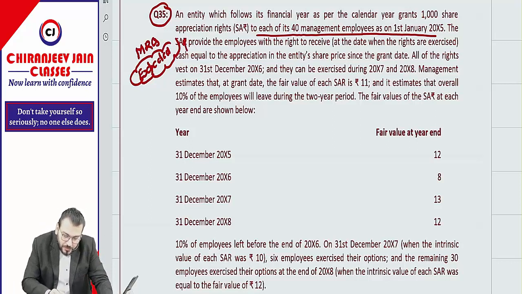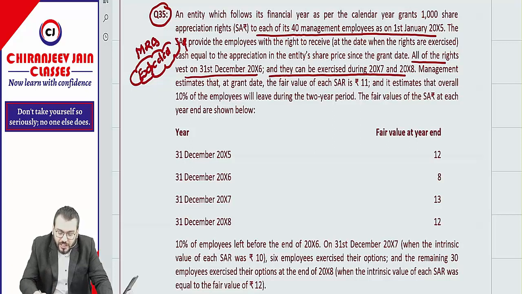provides the employee with the right to receive, at the date when the rights are exercised, cash equal to the appreciation in the entity's share price since the grant date. It means the difference between the market price on the exercise date and the exercise price. All the rights vest on 31st December 2006. So it was granted on 1st Jan 2005, it will vest on 31st December 2006, meaning 2 years, and they can be exercised during 2007 and 2008.